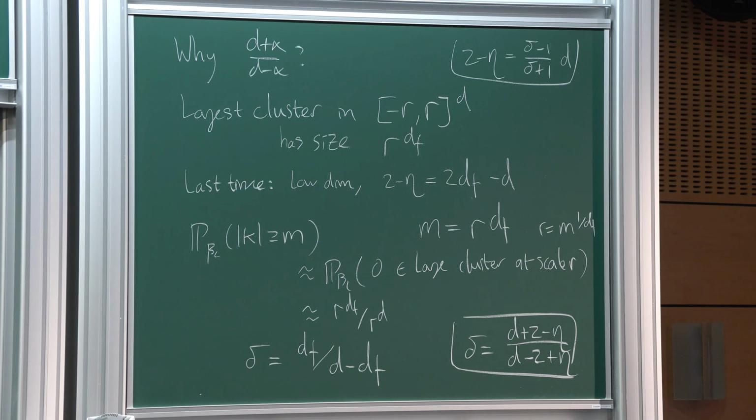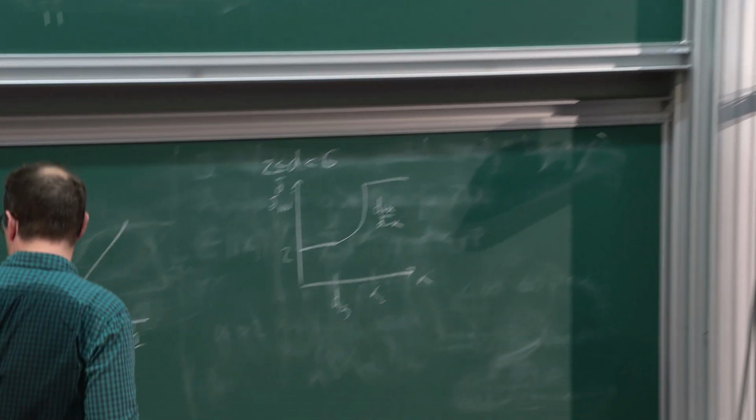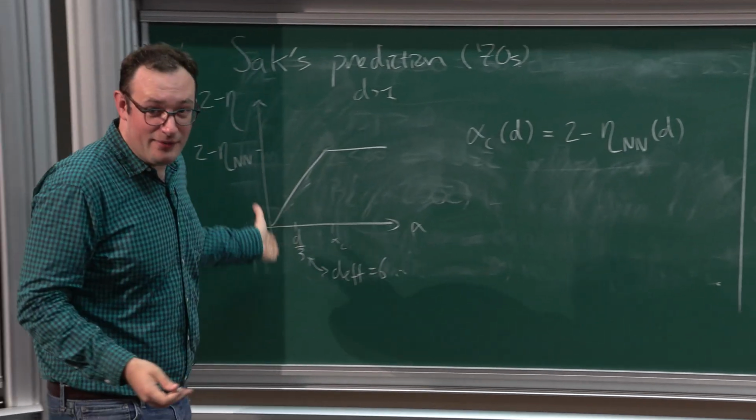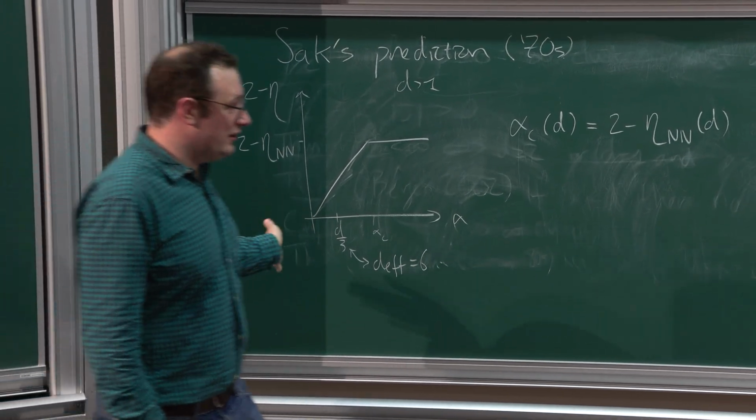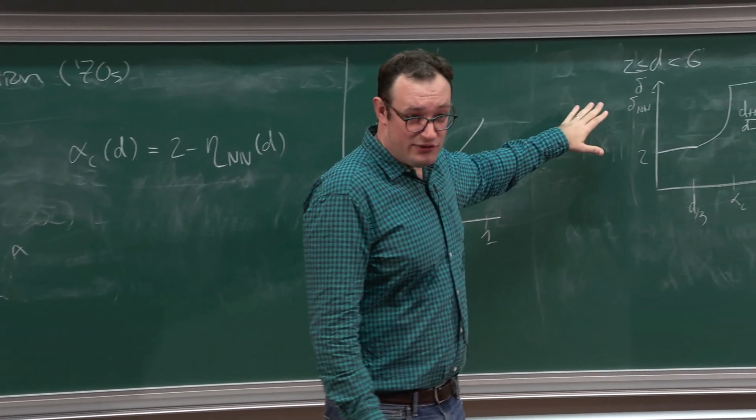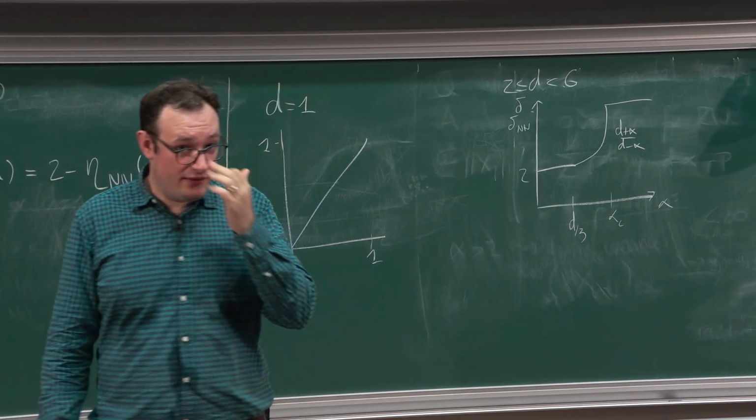Okay. So in particular, even though we don't see anything interesting happening at d over 3 in this picture, we do expect to see something interesting happening for other exponents like delta.